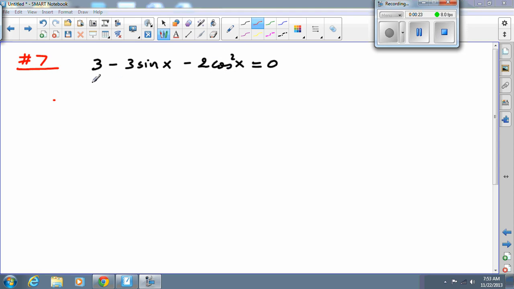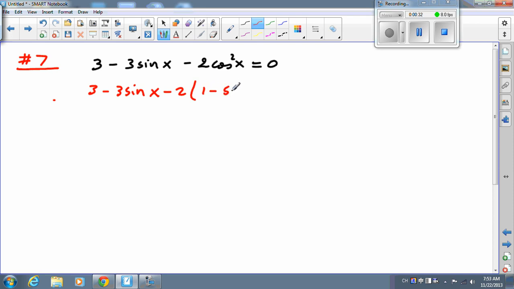So I will transform this and say it is 3 minus 3 sine of x minus 2 times, instead of cosine squared, I'll write 1 minus sine squared of x. And this is still equal to 0. Now, I can rearrange this. I can distribute this negative 2. That would be negative 2 plus 2 sine squared of x. And I still have the 3 sine x here and the 3 here.